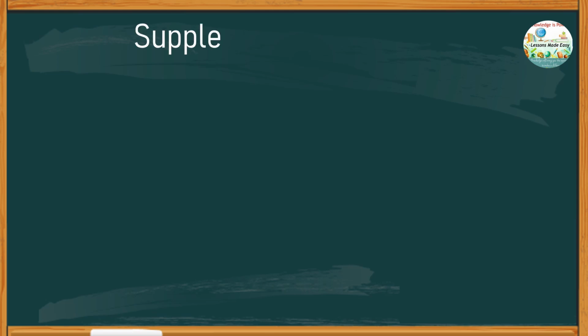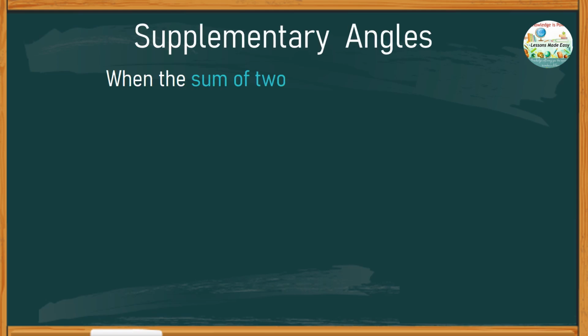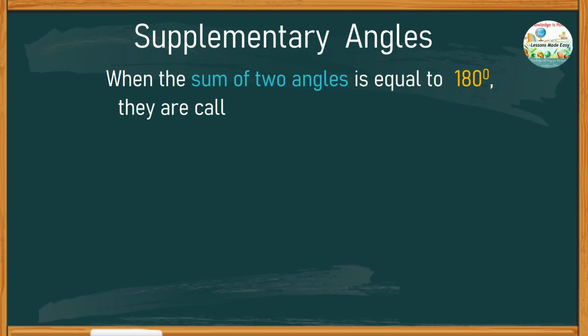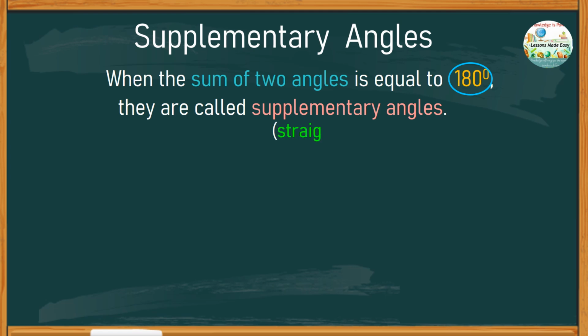How do you distinguish supplementary angles? Take note of this. When the sum of the two angles is equal to 180 degrees, they are called supplementary angles. We know for a fact that an angle with a measurement of 180 degrees is also called a straight angle.